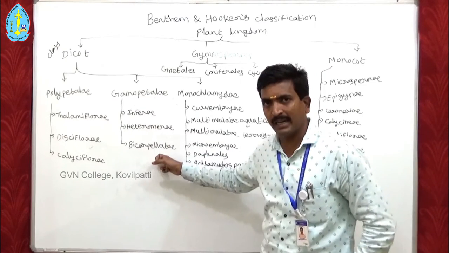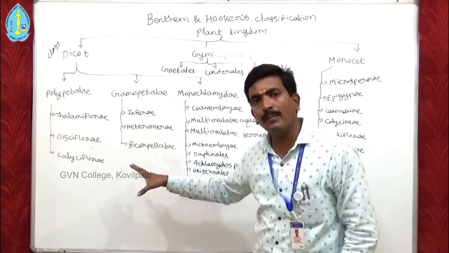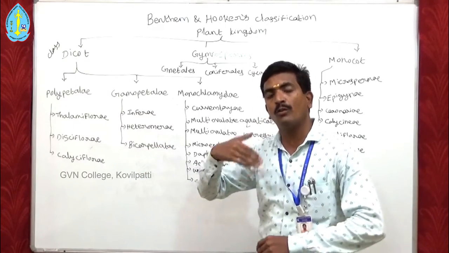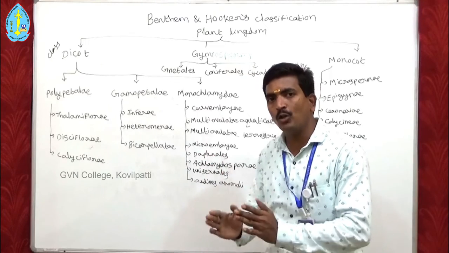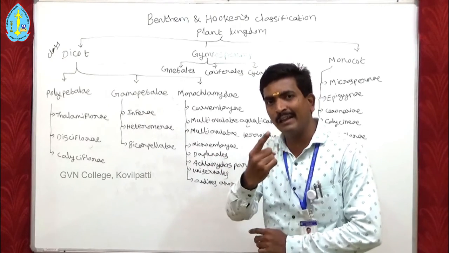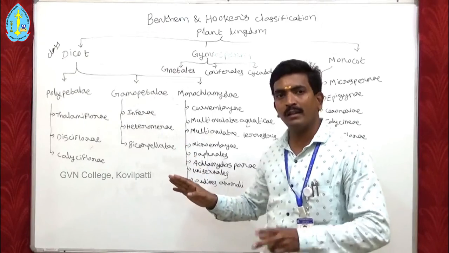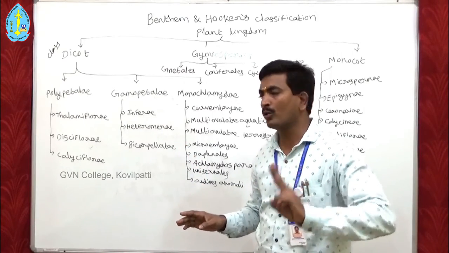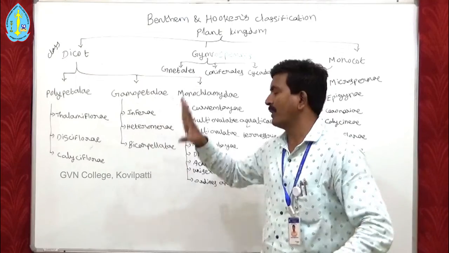Then Bicarpellatae. The third series is Bicarpellatae. Bicarpellatae is also a superior ovary flower. It contains androecium in a single series, a single whorl of androecium, and the carpels are two. Only two carpels are present. Those plants are put into the series Bicarpellatae.